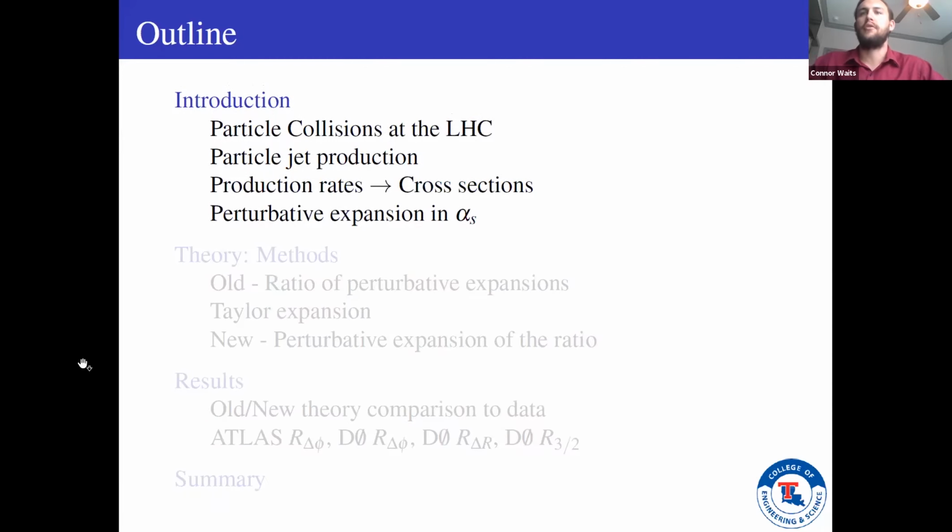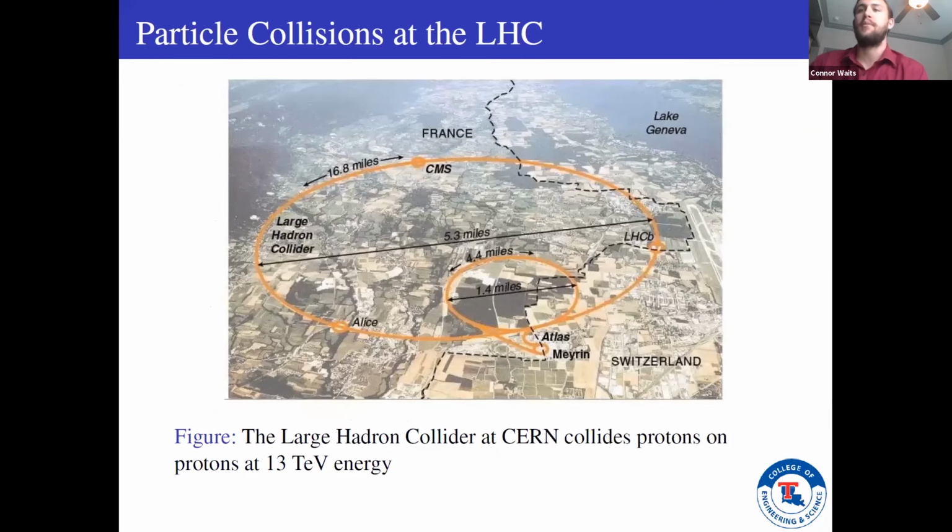So moving into the introduction. This is a picture of the area surrounding the Large Hadron Collider at CERN, Switzerland. It is underground, and it runs underneath the border of France and Switzerland. Notice here, this is CMS and ATLAS. They're the two biggest experiments at CERN, and this is where the protons are actually being collided in this particle accelerator.